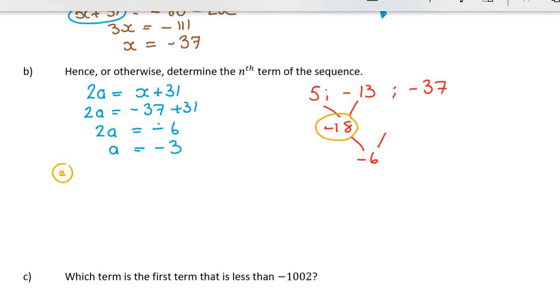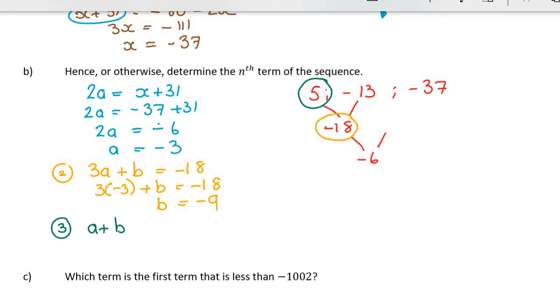My next step is to use that. So my second step is to say, 3a plus b will be equal to negative 18. So 3 times negative 3 plus b will be equal to negative 18. And so if I add 9, I'll get b is negative 9. And finally, I'm going to use the idea of the first term, which is the fact that a plus b plus c is going to have to equal 5. So negative 3 minus 9 plus c must be equal to 5. So if I add the 3 and add the 9 to both sides, I think I get 17.